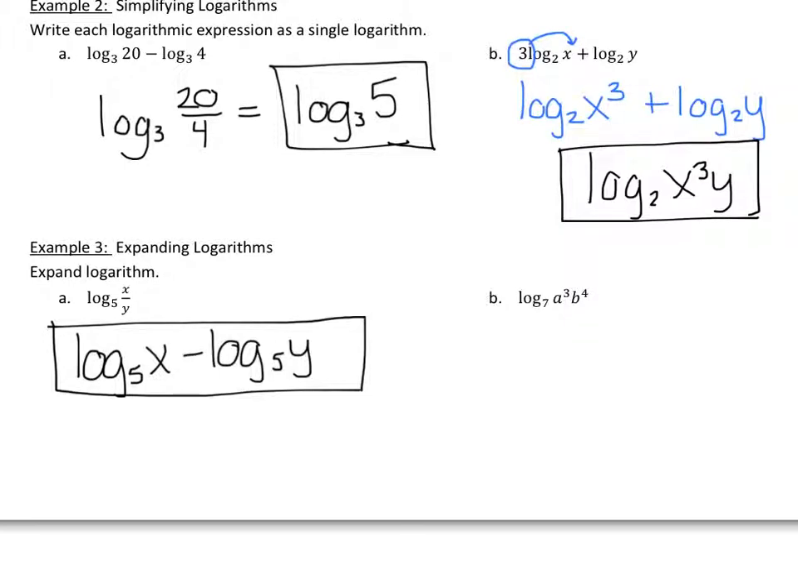Okay, last one. We're trying to expand it as much as possible. When you're expanding, you're going to deal with your exponents last. So first we need to separate a cubed from b to the 4th. So what operation would go between the 2 logs? Addition is correct. Very good.